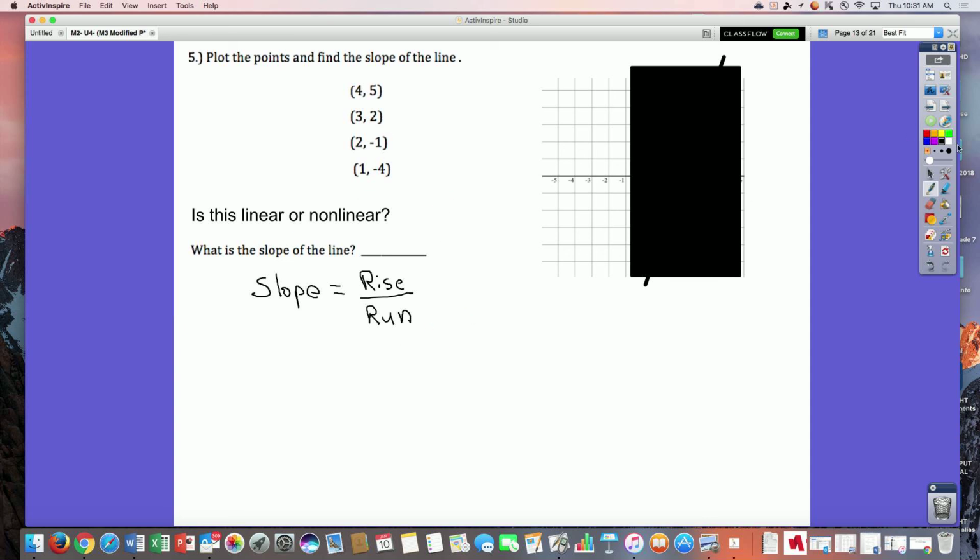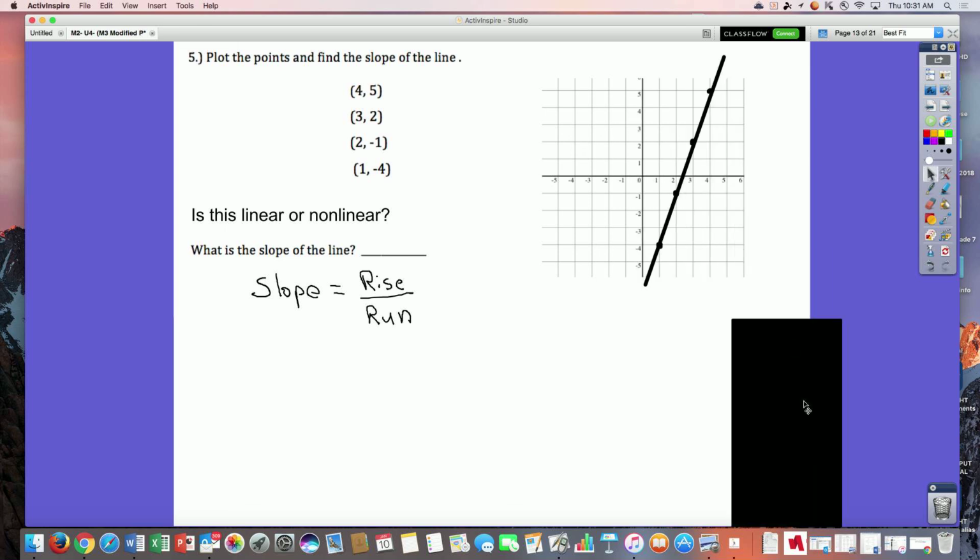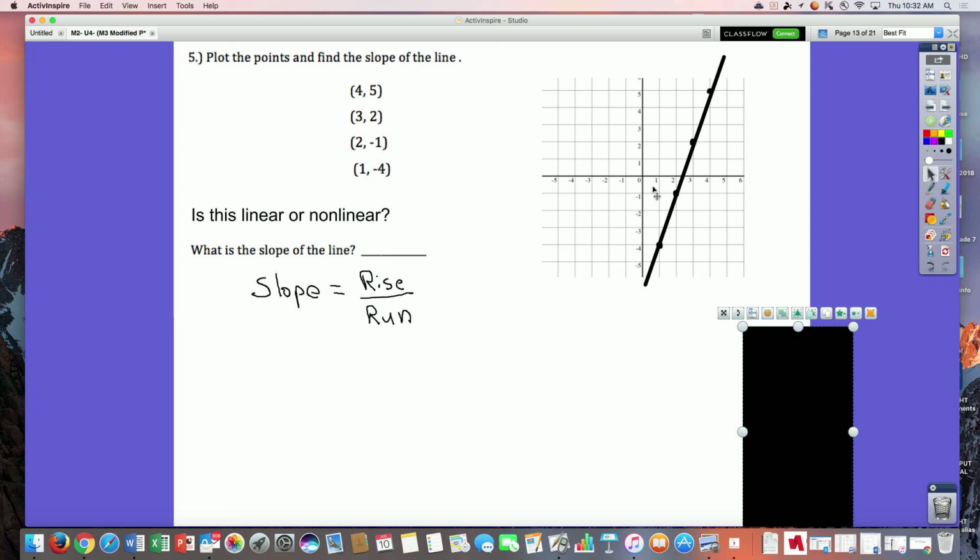You should have 2 answers for this one. Plotted the points. 4, 5, right? Go this way first. Remember? 4, 5 is there. 3, 2 there. 2, negative 1 there. And 1, negative 4. Perfect. I can draw a line there. So that answers our first question. Is it nonlinear or linear? Well, it's linear, right? I can draw a line.